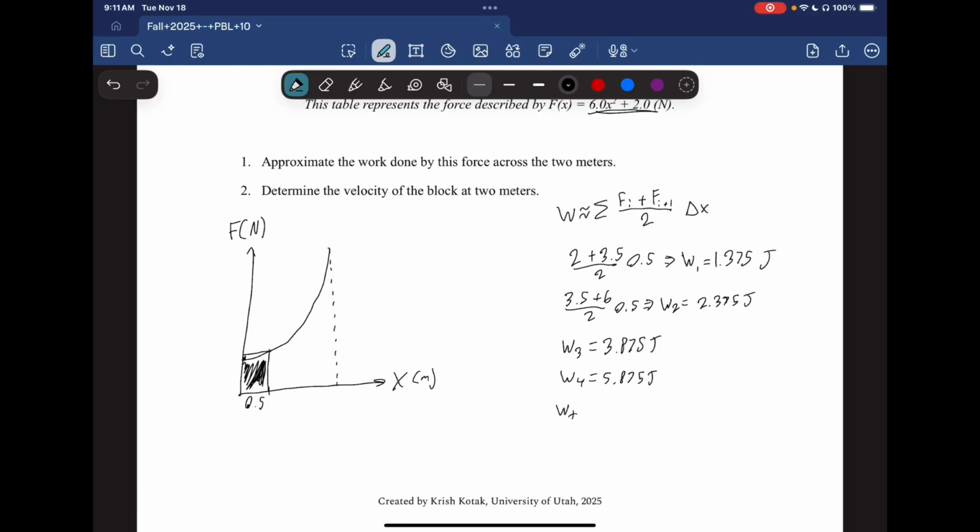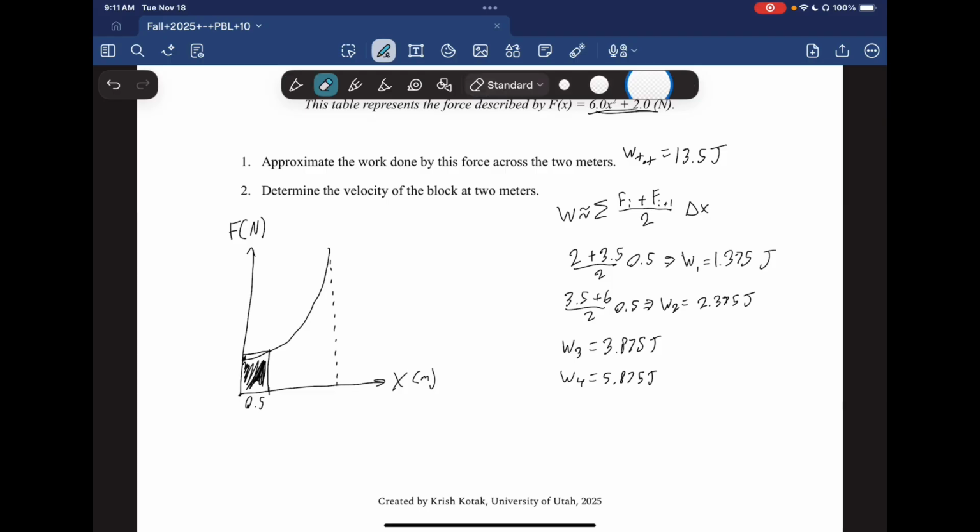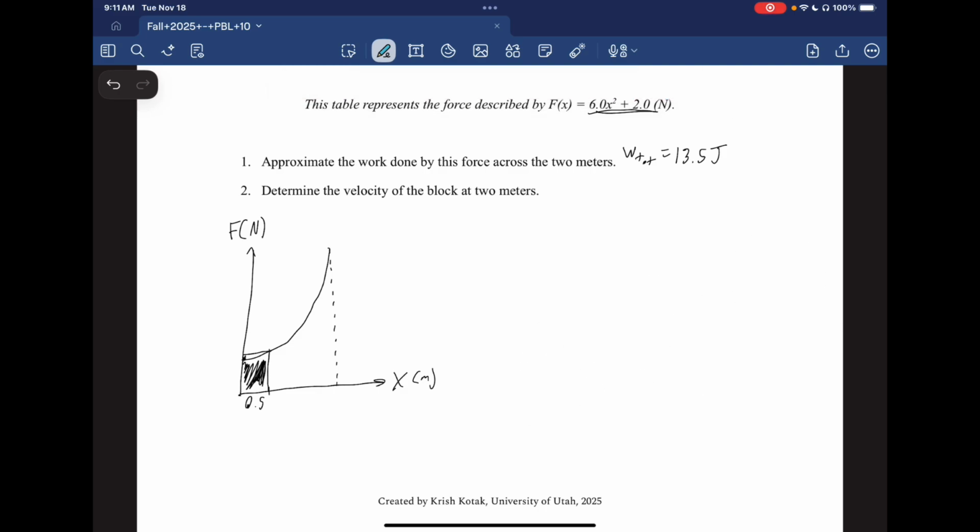Then work total is just the sum of work 1 plus work 2 plus work 3 plus work 4. The sum of all of those makes sense because of that sum sign there. If you sum all of these up, you get about 13.5 joules as the approximate work done. So I'm going to put that up here. Pause the video if you're still trying to check your answers. And I'm going to erase this to give me some more space.